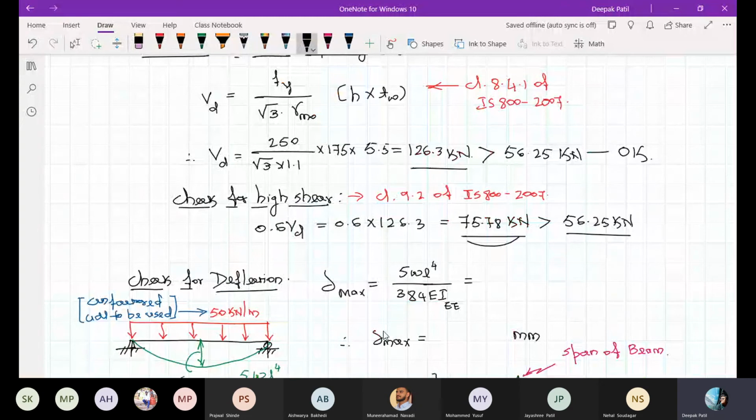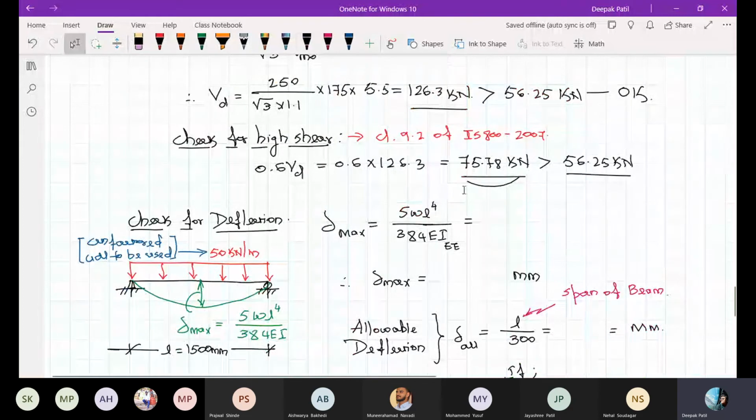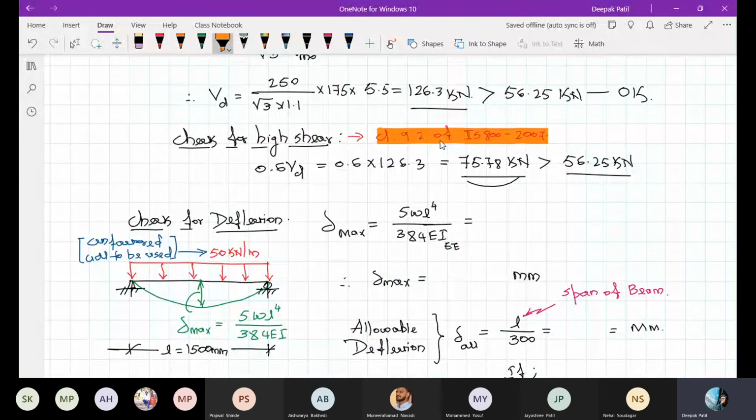Now what happens if it is less than 56.25? Then you have to calculate your revised design moment capacity using one more formula, which is actually given in IS 800-2007 in clause 9.2. You can go to clause 9.2 and check what happens if 0.6 times VD is less than the actual shear force which is coming on the beam. You can go and check it, right? But here in this case it is more, so hence it is okay, right?